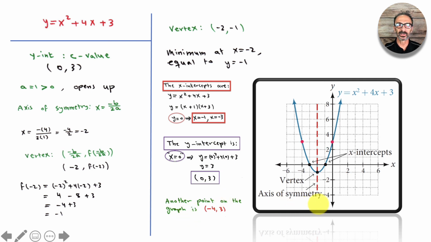That should do it for this example. It's about four minutes and a half, and that should do it.